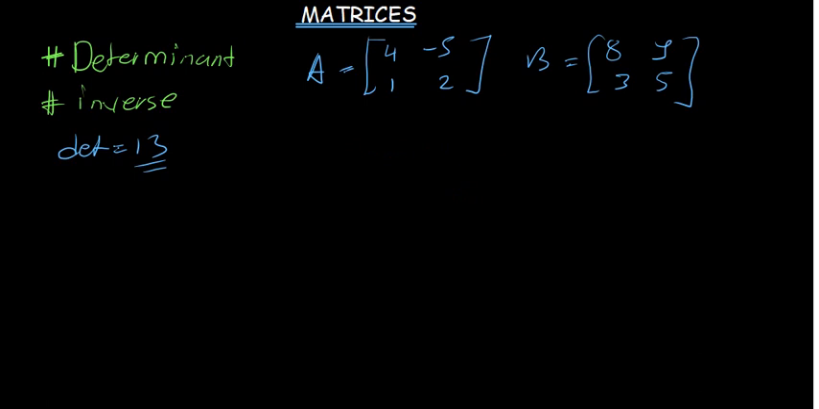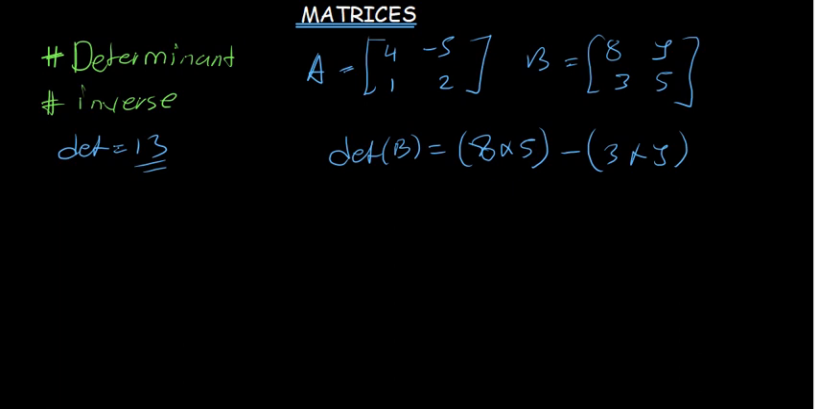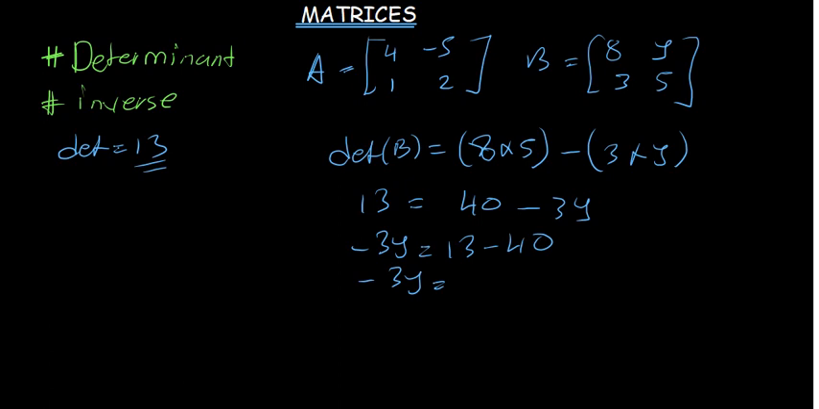So for B, we are saying determinant of B is equal to 8 multiplied by 5 minus 3 multiplied by Y. So here we have 13 is equal to 8 multiplied by 5, which is 40, minus 3y. So this has to go to the other side. So meaning you're saying minus 3y is equal to 13 minus 40. Since 13 minus 40 is something like -27, you're saying minus 3y is equal to minus 27.